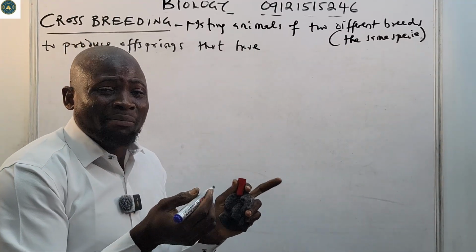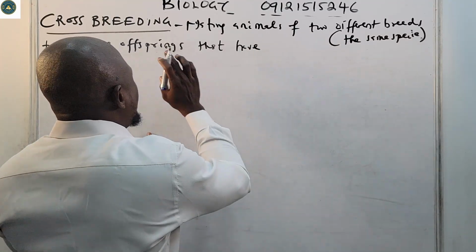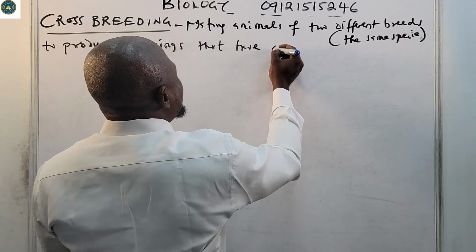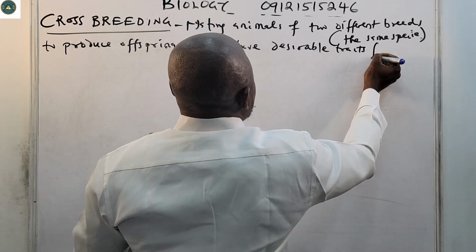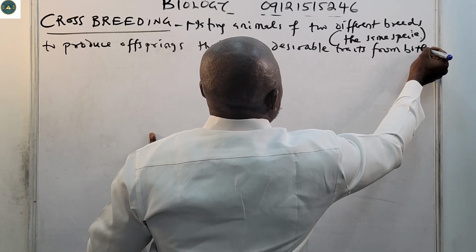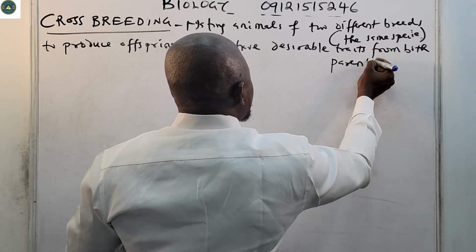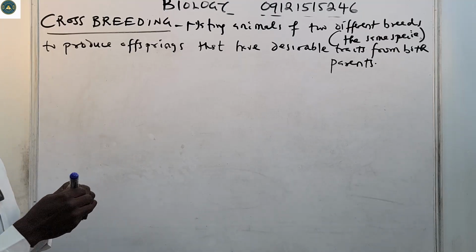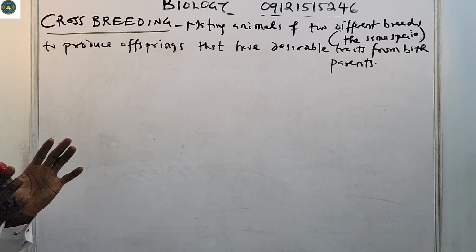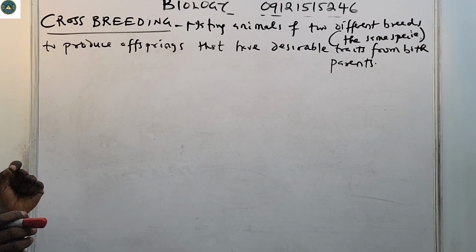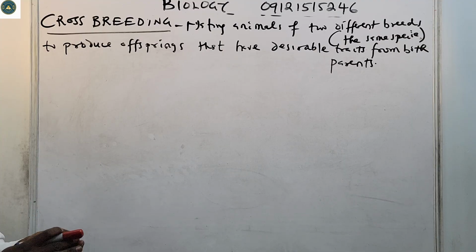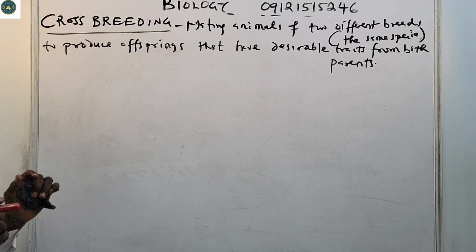That's why it is used in animal husbandry, to produce offspring that have desirable traits from both parents. So that is crossbreeding: mating animals of two different breeds, but of the same species, to produce offspring that have desirable traits from both parents. That is what is known as crossbreeding.